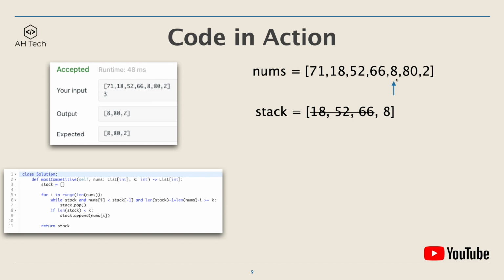And the next element is 8. And here we can see that 8 is smaller than all 3 elements in the stack. The main reason why we can pop all 3 elements from the stack is because we still have 2 remaining numbers in the nums array. So we are still able to make a stack with size of k, which is 3, later on. So this is what the key condition is checking.